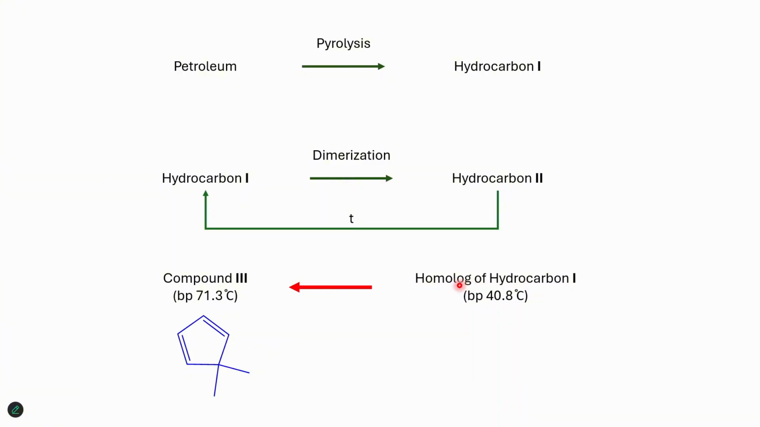So now we know that it's a homologue, so we can go maybe one carbon less, keeping a similar structure. Maybe we can remove one methyl group here. That's one possibility. Or we can add another methyl group somewhere here. That's also a homologue. But one key piece of information here is that the boiling point of compound 3 is higher than the boiling point of hydrocarbon 1. So hydrocarbon 1 should have fewer carbons compared to compound 3.